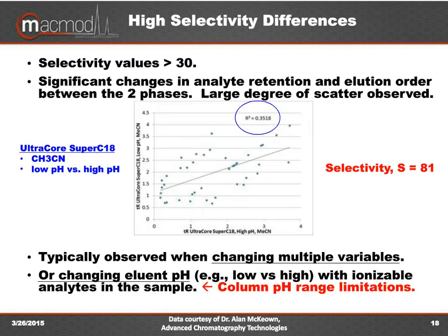This is an example of very high selectivity value differences, an S value here of 81, and quite a broad scatter in the scatter plot here. This is for ACE ultra-core super C18 separations of these 50 analytes in acetonitrile, comparing low pH on the y-axis versus high pH on the x-axis. This is the kind of plot that you would expect to see when you're changing multiple variables, something greater than 30, not necessarily 81.